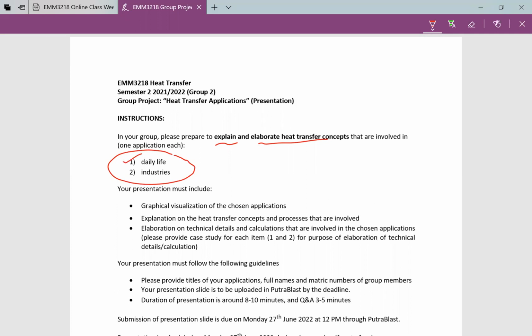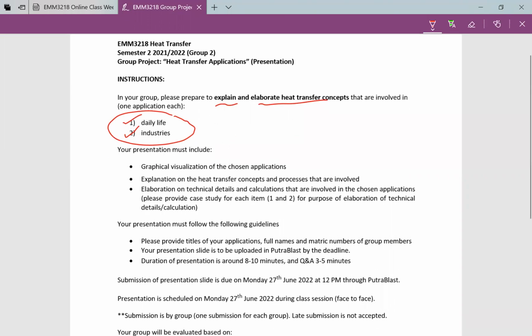Number two is you have to pick one application that is related to industries relevant to your field, which is mechanical engineering. And then in that application, choose one topic, one equipment or one scenario, anything that you can relate to heat transfer concepts and be able to explain. If you have any questions, stop me and ask. Make sure you are clear about what is required for this assignment.